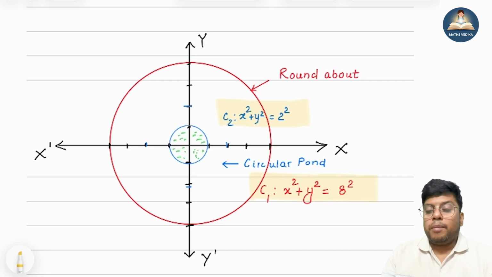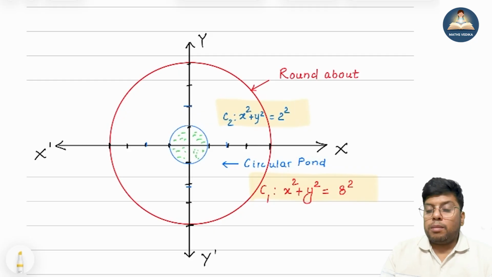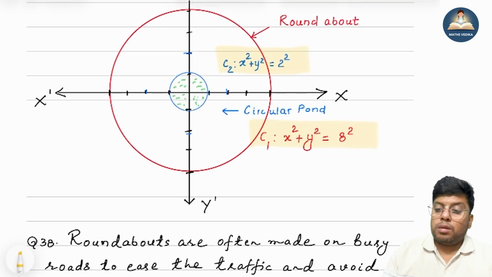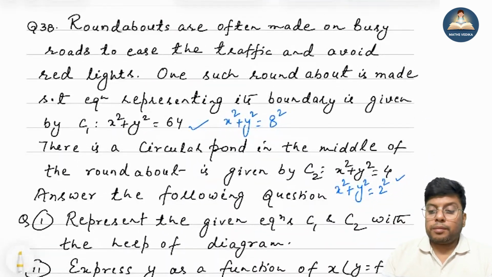So this is the diagram of C1 and C2, where the boundary of C2 will be inside C1, which means C1 will be the bigger circle, which is the roundabout. I hope you got the solution.